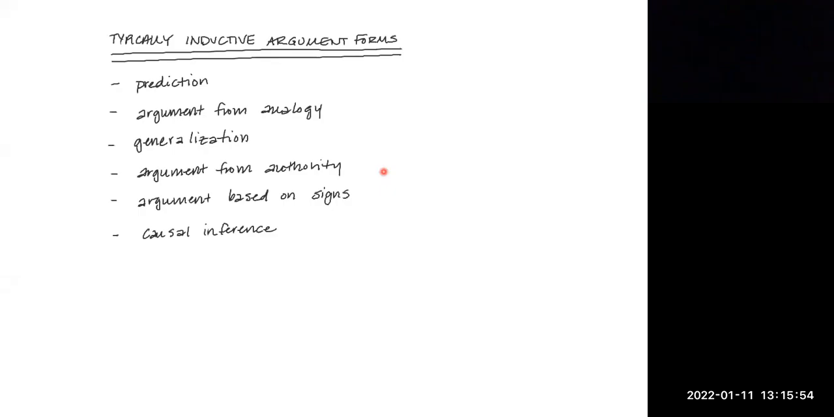There are also typically inductive argument forms that we can use to more easily identify inductive arguments. Remember, inductive arguments are based on probabilistic reasoning or probabilities. The content of the conclusion in some way goes beyond the content of the premises. So for example, a prediction.